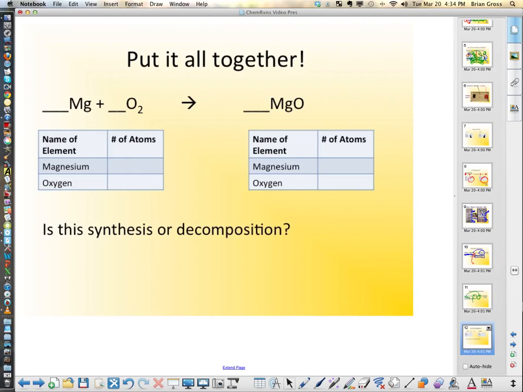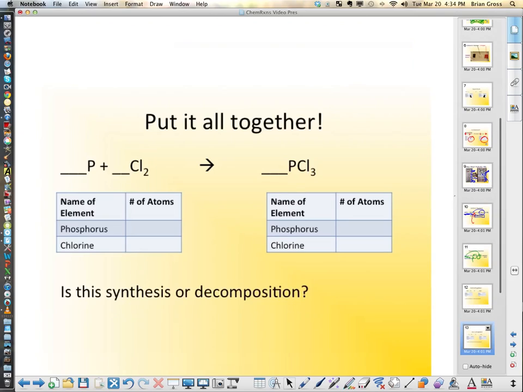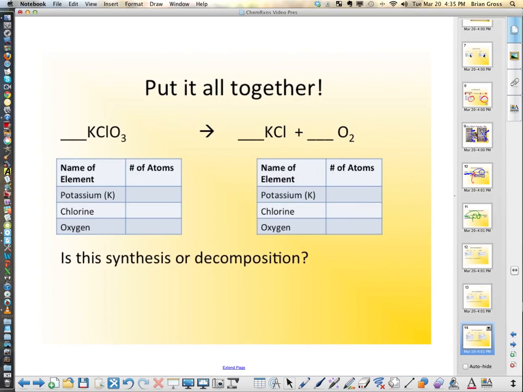All right. So what I want you guys to do for your little homework is go through this PowerPoint slide. You can go ahead and pause it if you need to. Go through this one as well, and also indicate whether it's synthesis or decomposition. And then also this one. So you're going to have 3 problems where you're putting it all together. So that is your homework. Please do it in your science notebook.